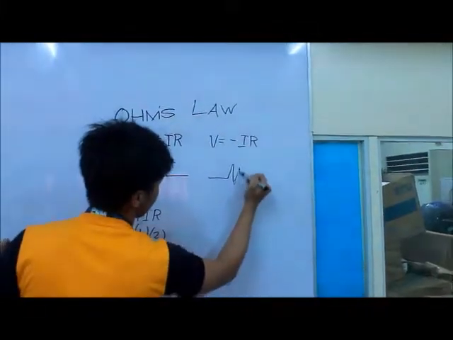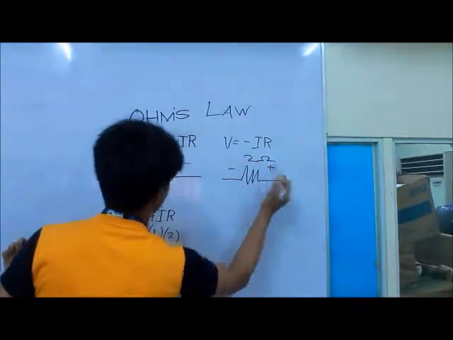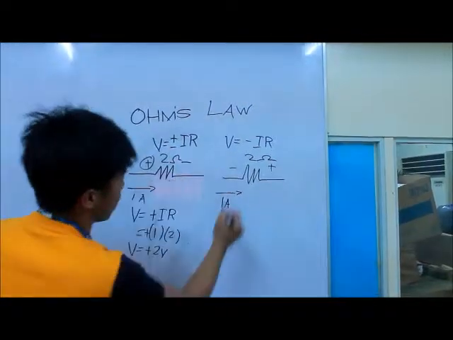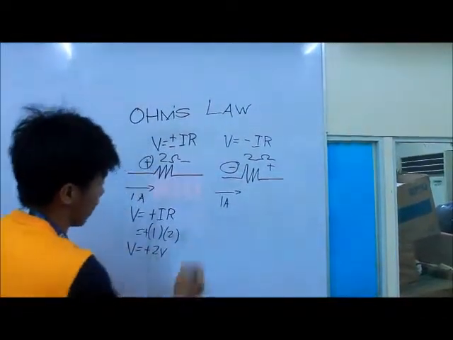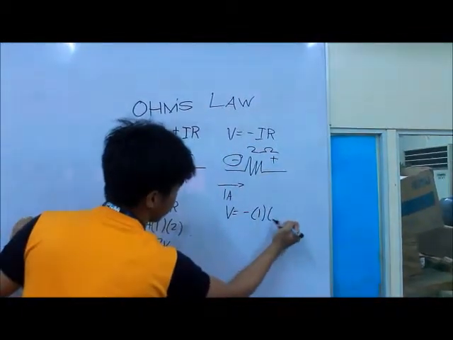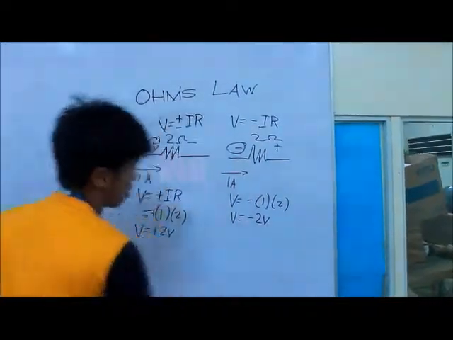You can see this illustration. The current is entering a negative terminal, so we will use V equals negative IR, which is negative 1 times 2. So V equals negative 2 volts.